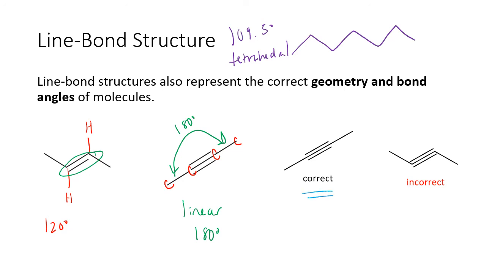You also might see it like this, where you have that straight line fully attached. You still want to remember that there's a carbon at the beginning and the end of that line, and then also here and here. The way to incorrectly draw a triple bond is like this. That does not show the accurate 180 degrees, and that will be marked wrong.